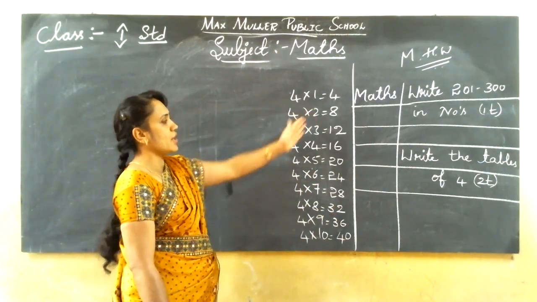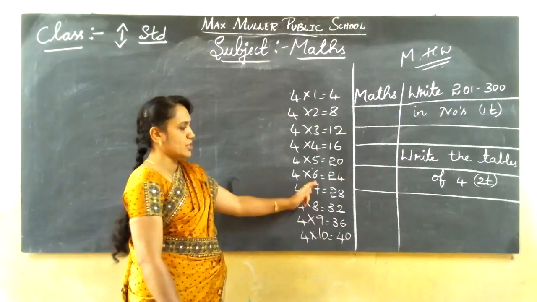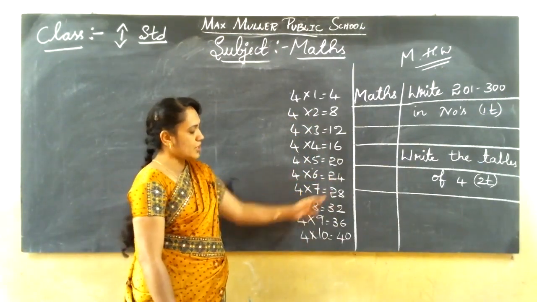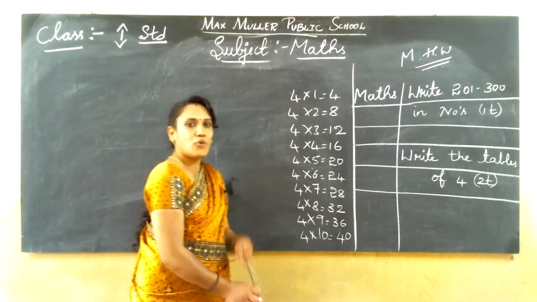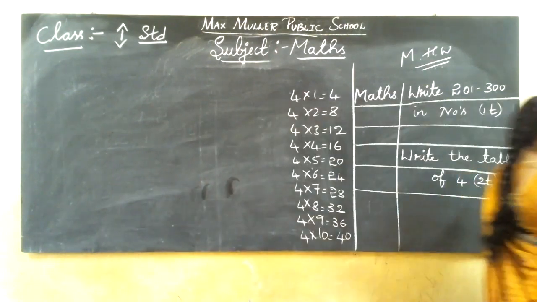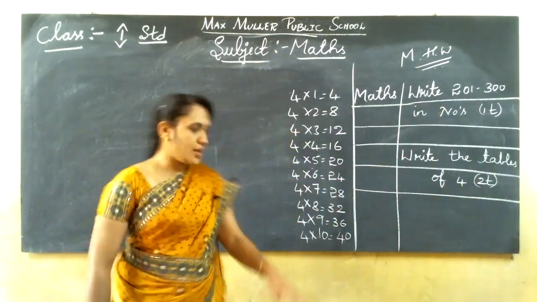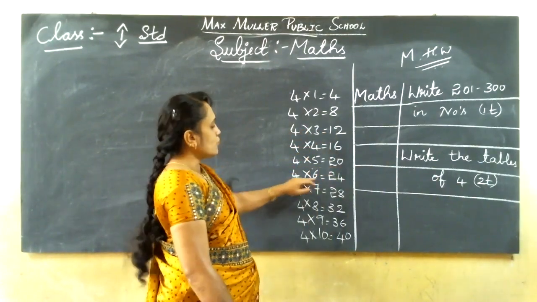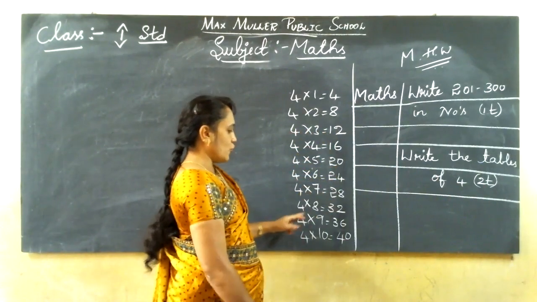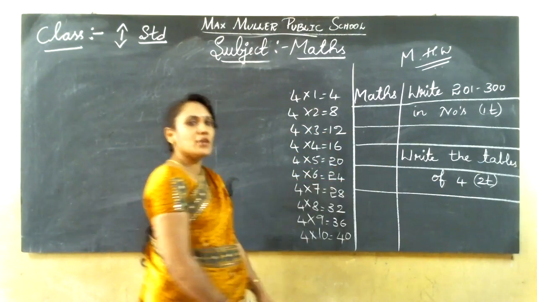4 ones are 4, 4 twos are 8, 4 threes are 12, 4 fours are 16, 4 fives are 20, 4 sixes are 24, 4 sevens are 28, 4 eights are 32, 4 nines are 36, 4 tens are 40. Two times you should write in your homework book.